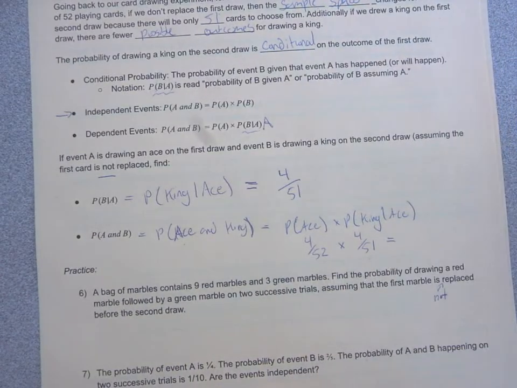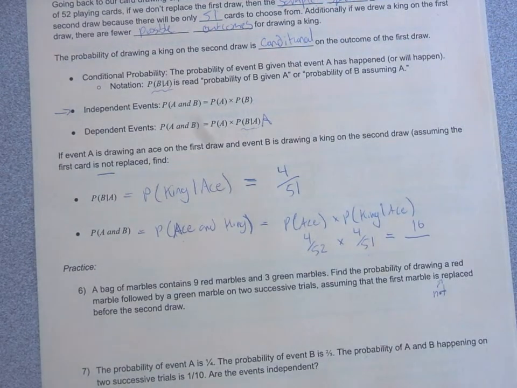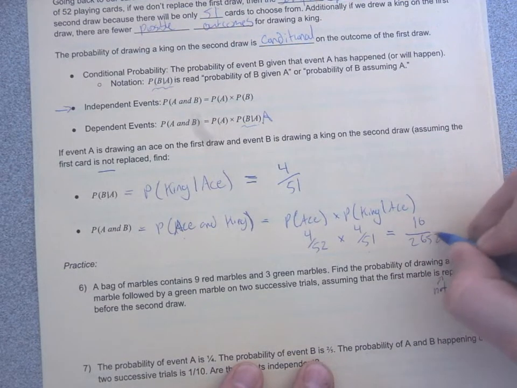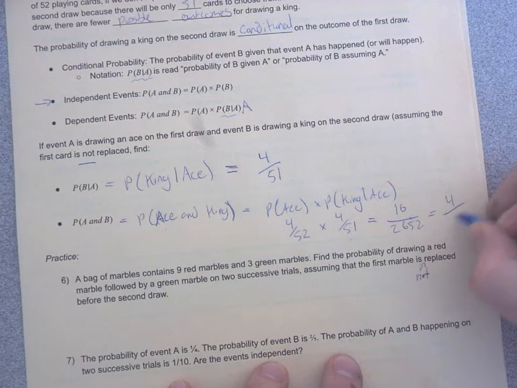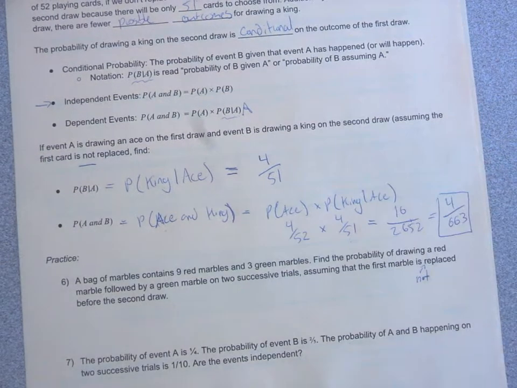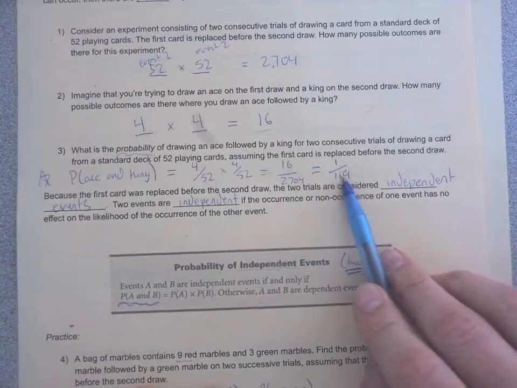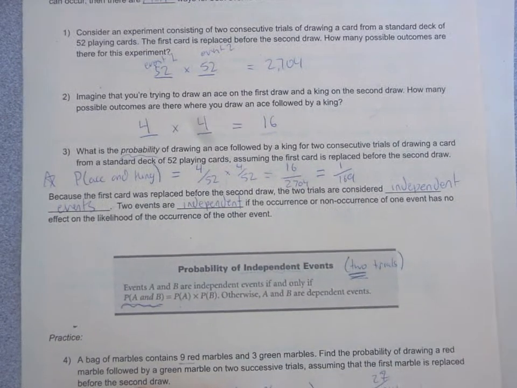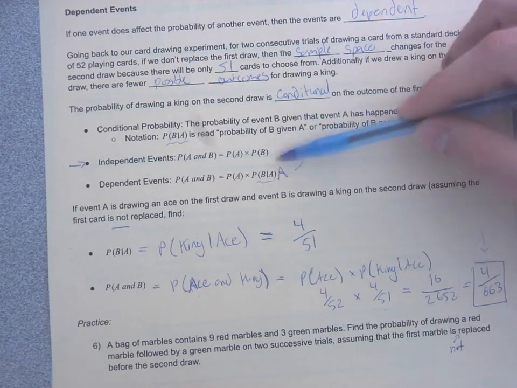Let's finish this up. Okay, so on the top we're going to have a 16, 4 times 4. And the bottom is going to be a little bit smaller this time. This time it's 2,652, and that will simplify to 4 over 663. All right, again, notice this probability here, 4 over 663, is different than the probability we calculated over here on the first page when we made those events independent. That's why there's kind of 2 different ways to think about this. Are your events independent or dependent? Your probability is going to change.